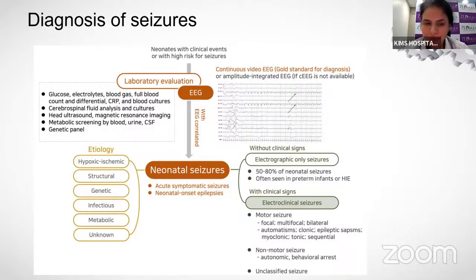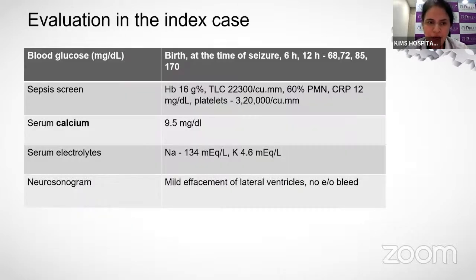Now, in terms of the subsequent evaluation, I'll go back to this index case that we discussed in the first slide. We had seen a term, good weight baby presenting with neonatal seizures at 3 hours of life. This baby's blood glucose levels, which were done at the time of seizure, 6 and 12 hours of birth, were all consistently normal. And the baby had an essentially normal sepsis screen, except for the elevated white cell count of 22,300 per cubic millimeter and raised C-reactive protein at 12 milligrams per deciliter.